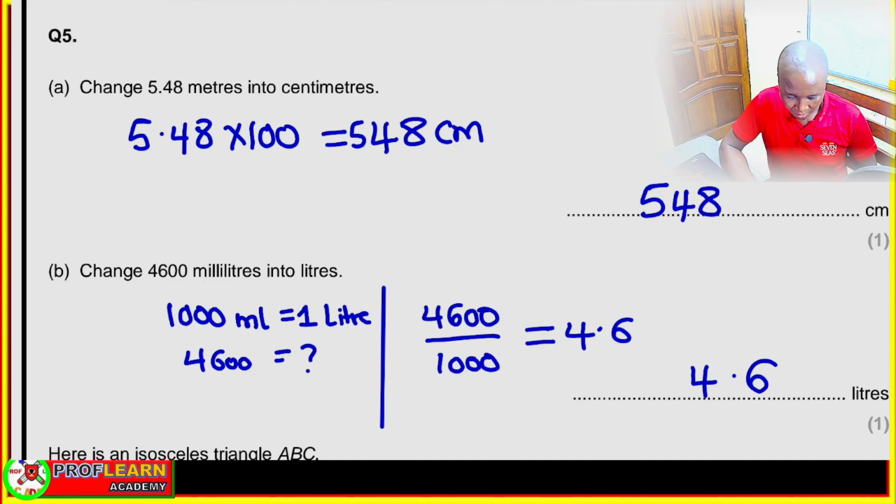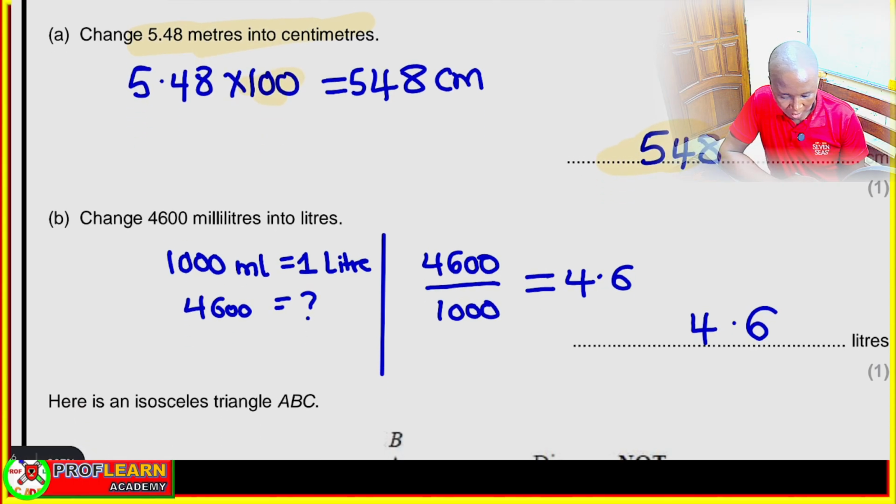So the best way to prepare is to ensure that you revise everything across the specification, across the syllabus. So here you may be told to convert these metric units to centimeters. We know 1 meter is equal to 100 centimeters. So meaning that we're going to say 5.48 times 100, and you're going to get 548.